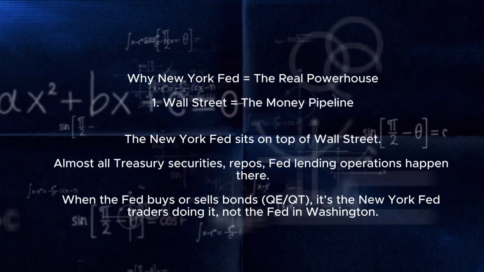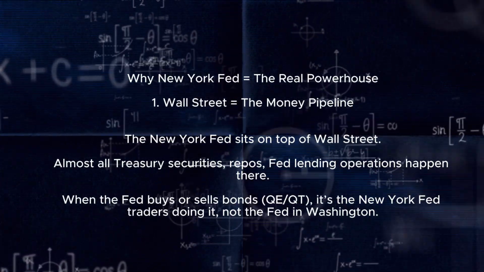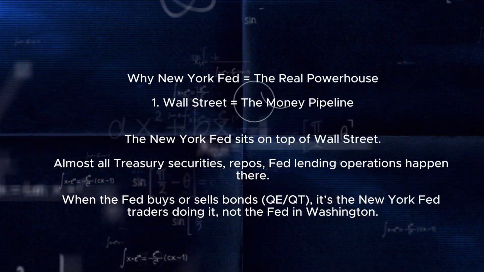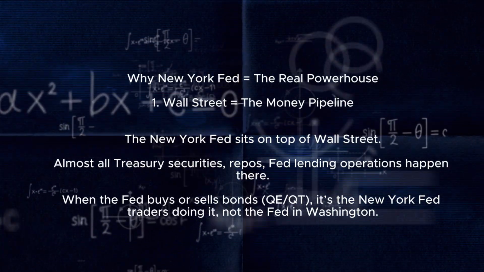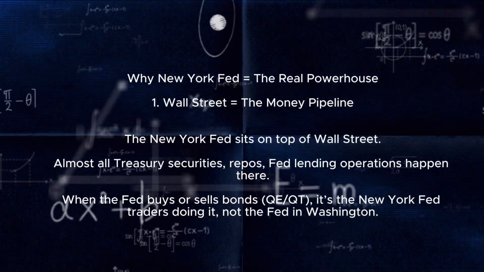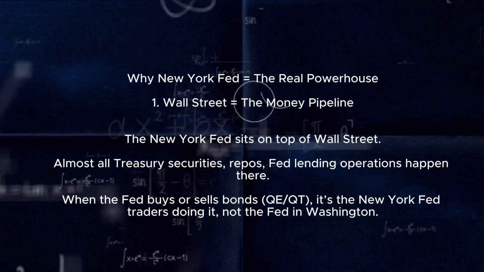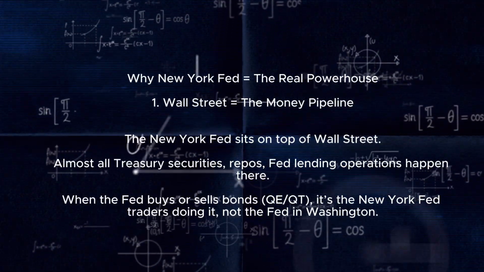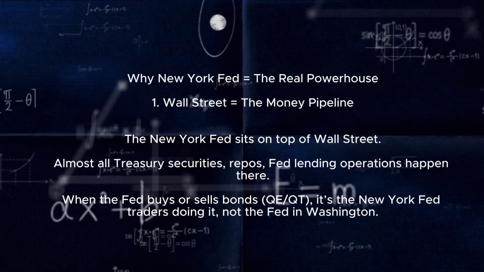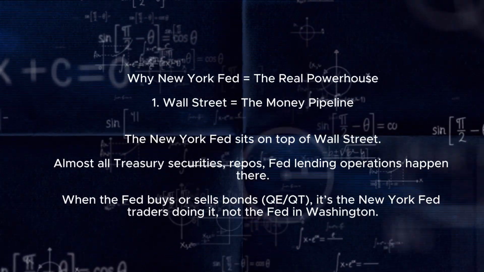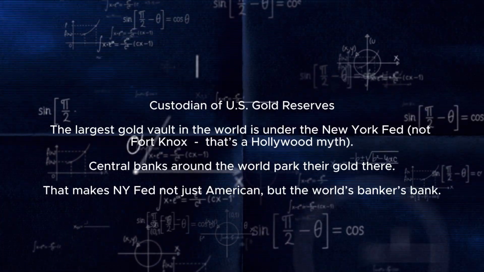Why is the New York Fed the real powerhouse? 1. Wall Street equals the money pipeline. The New York Fed sits on top of Wall Street. Almost all Treasury securities, repos, and Fed lending operations happen there. When the Fed buys or sells bonds, QE, it's the New York Fed traders doing it, not the Fed in Washington. Custodian of U.S. gold reserves.